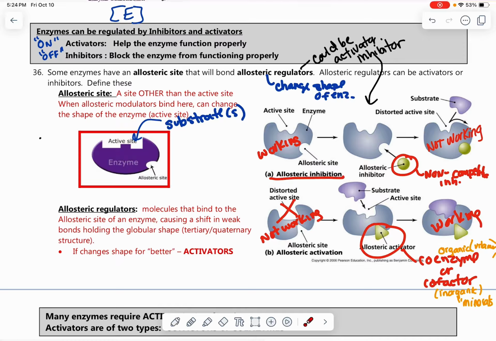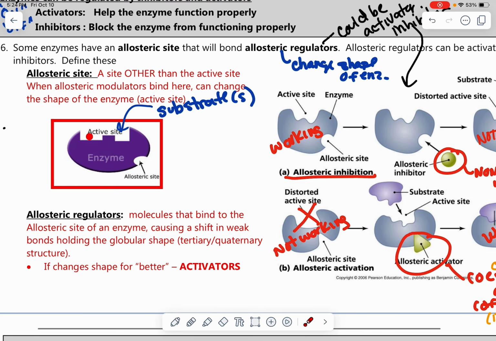Okay. First, let's look at this picture. If this is my enzyme, and this is my active site where the substrate binds, an allosteric site, by definition, is a site other than the active site. So there might be another binding site somewhere on the enzyme that either an activator or an inhibitor can bind. And once it binds here, it's going to change the shape of the enzyme, which is going to affect the active site either in a good or a bad way.